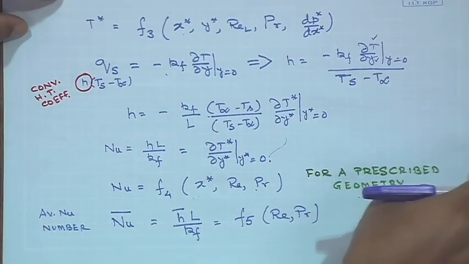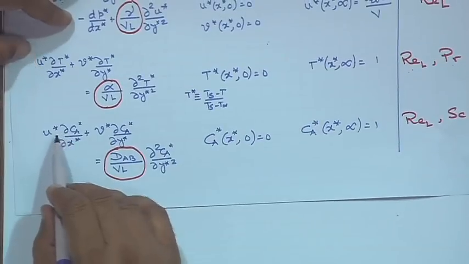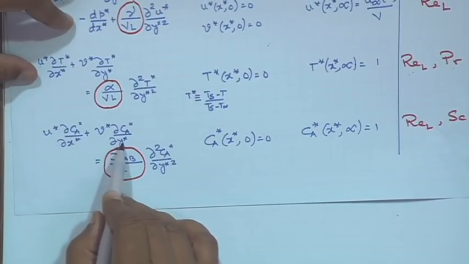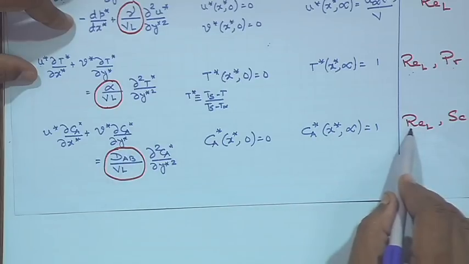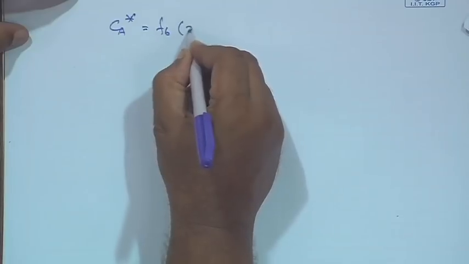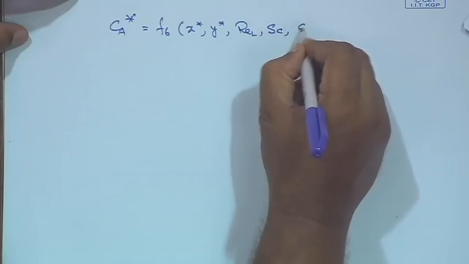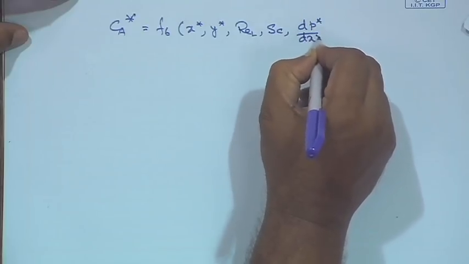Since we have done this for heat transfer, I can very quickly do it for mass transfer as well. Looking at the relation that I have written, the CA star would be a function of x, y, Reynolds, Schmidt and dp by dx, the same way it was done for the temperature. So, let us call it f6 of x star, y star, Reynolds number, Schmidt number and dp star by dx star, exactly the same way.